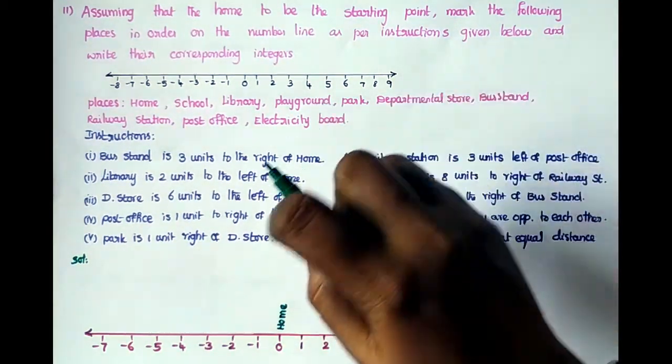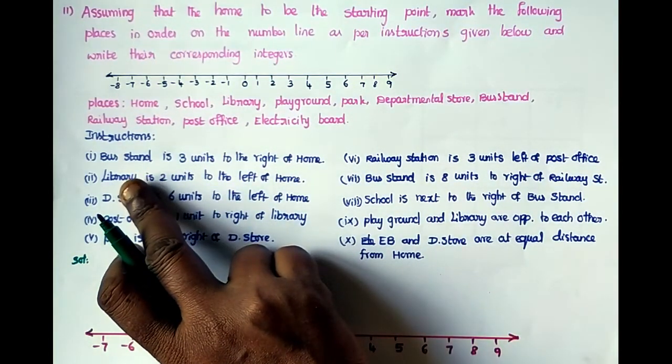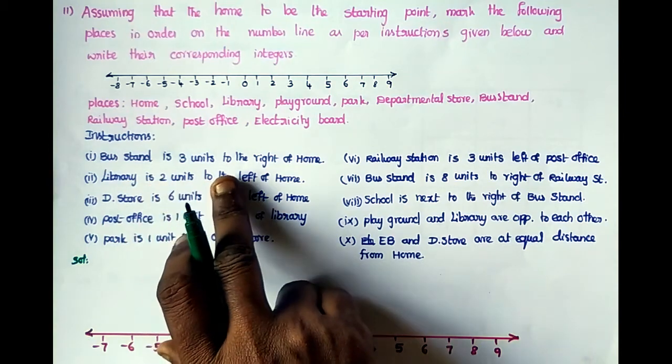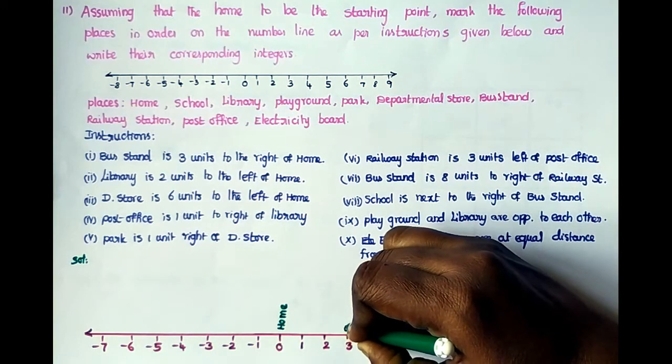Next one, instruction first, bus stand is 3 units to the right of home. To the right of home, 3 units, bus stand is there. So 1, 2, 3. Here bus stand.